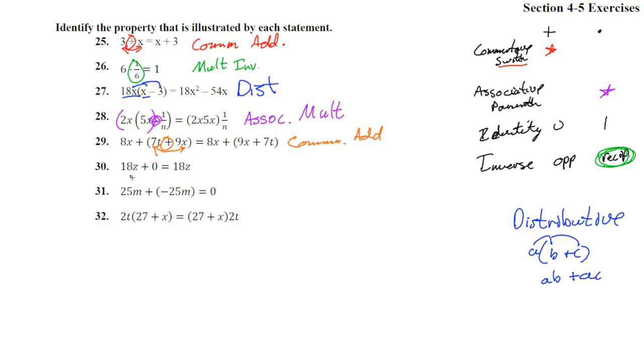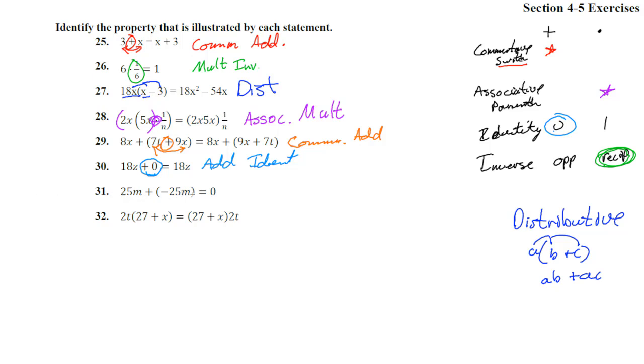18z, 18z plus 0. Oh, look at that. That tells us right there we are adding 0. So right here, bing, that is going to be the additive identity. That right there, 0 is the additive identity. Okay, next one.